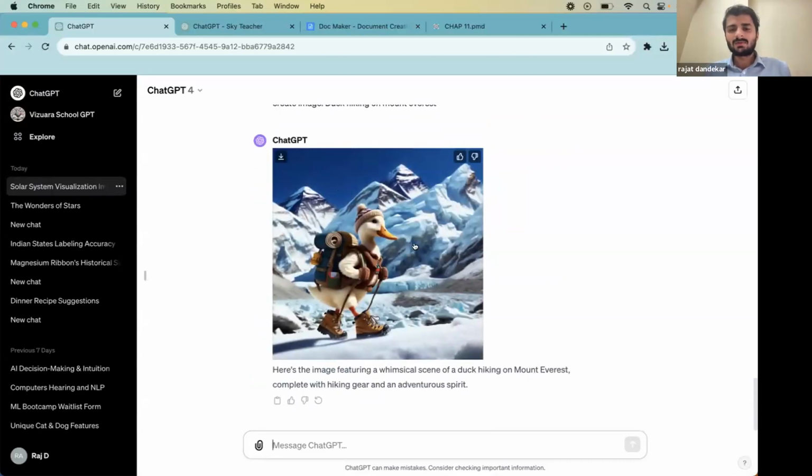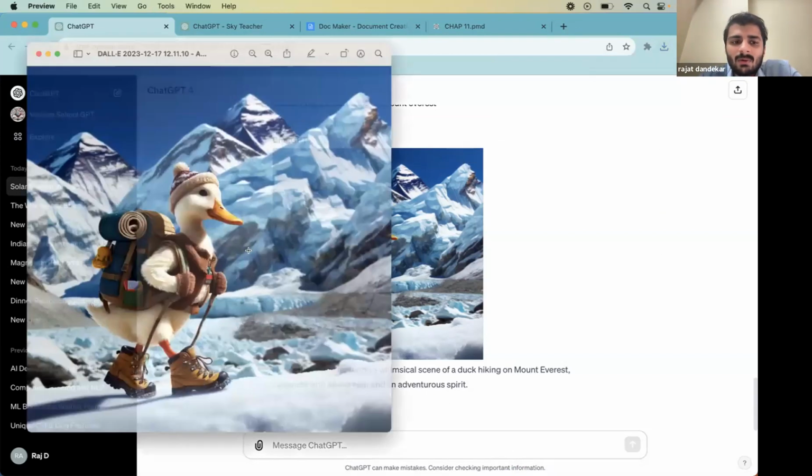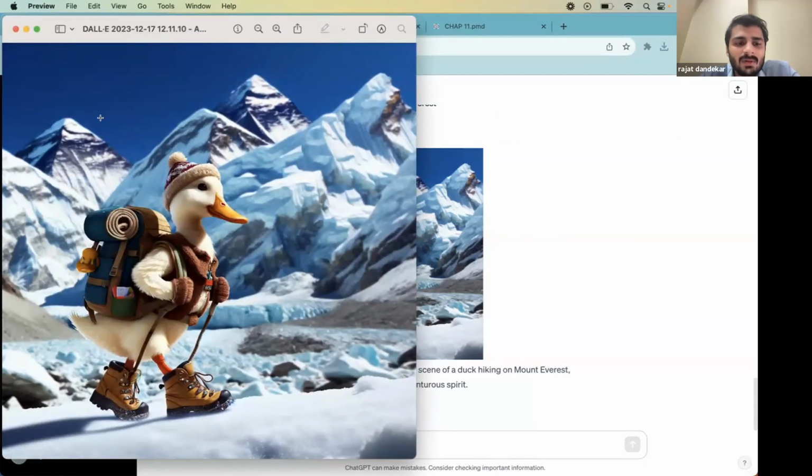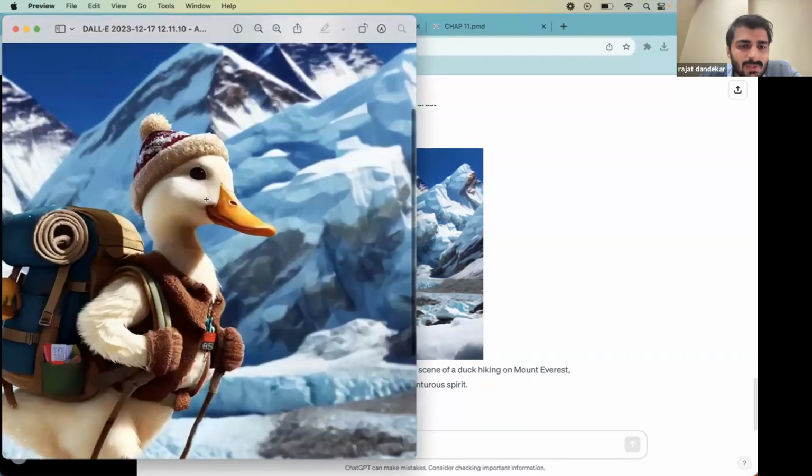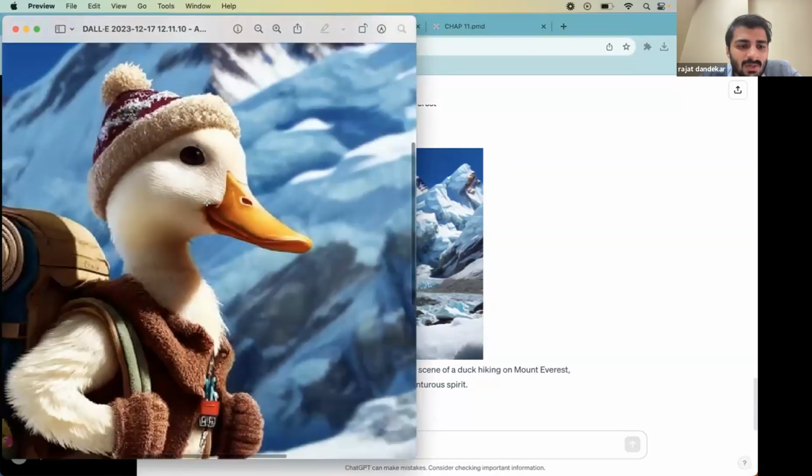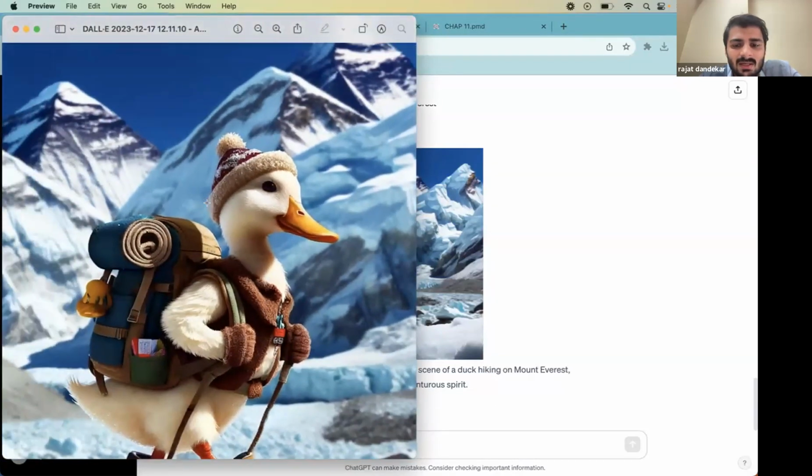So now we see a duck which is hiking on Mount Everest, complete with hiking gear and an adventurous spirit, and you can directly download this. So you can see at the top there is a download option. So directly I have downloaded it and I can use it anywhere I want. And just see the quality of this. However much I zoom in, it's not getting blurred that much. Excellent quality.